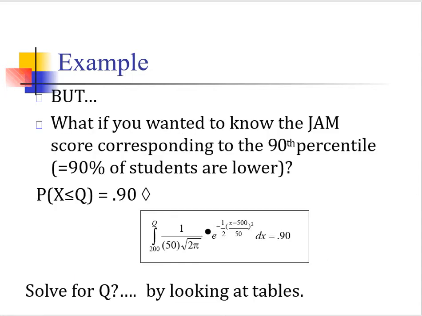But what if you wanted to know the JAM score corresponding to the 90th percentile? That means 90% of students are lower, so P of X less than or equal to Q is equal to 0.90. This is the formula. Solve for Q by looking at tables.